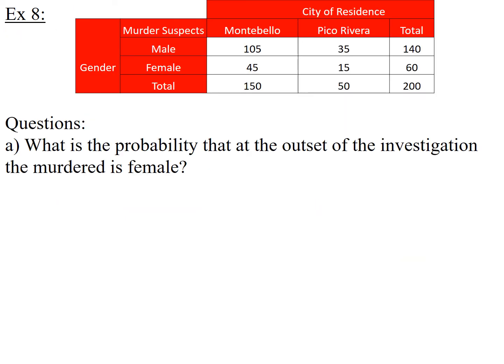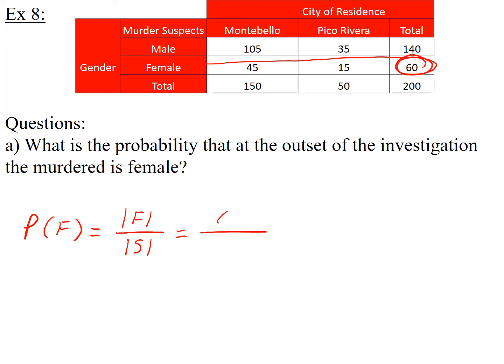Part A, what is the probability that at the outset of the investigation, the murderer is female? Okay, so I'm going to write down the notation for the question first. The mathematical notation for this is just the probability that the murderer is female. It's pretty easy here. You just put a fraction line. We can use the classical formula that involves absolute values: absolute value of F divided by absolute value of S. And I just count. How many females are there total? Right here, females total 60. 60 goes on top. And how many people total in the entire table? 200. So 60 over 200. Okay, that one was easy enough.